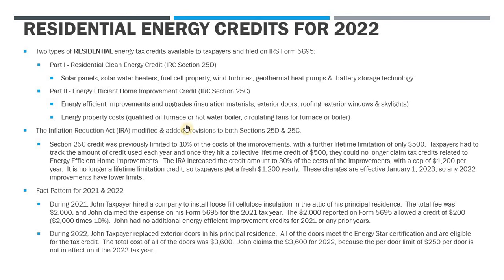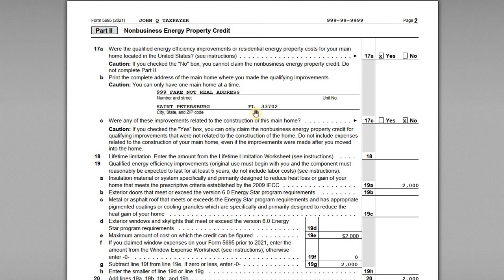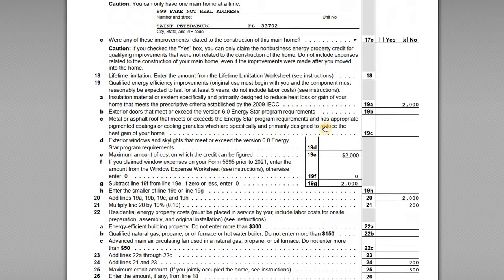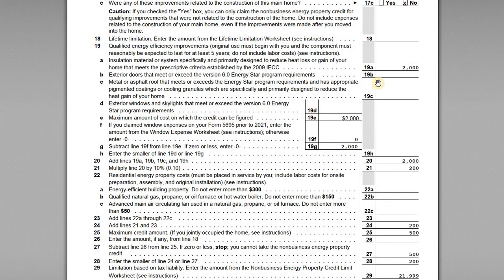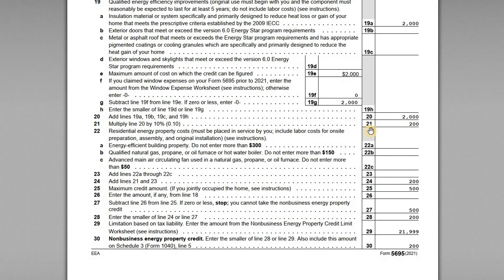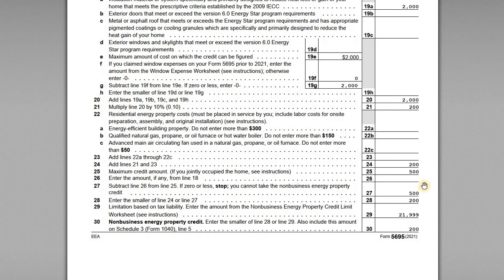So if we look at John's 2021 return, this is the 5695 for 2021. Again, we're in part two, the non-business energy credit. We can see here on line 19A that John made $2,000 worth of qualified energy efficiency improvements. We're in line 19, and A is for insulation materials, so the $2,000 was reported there. The amount of credit on line 21 is $200, so 10% of the improvement. And then down here on line 25, we have the maximum credit amount.